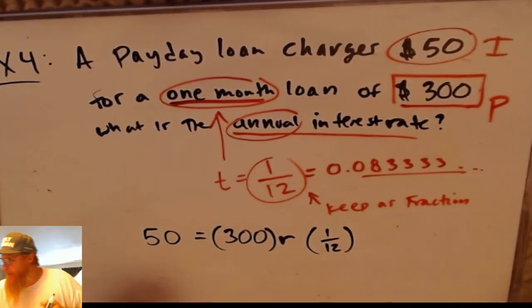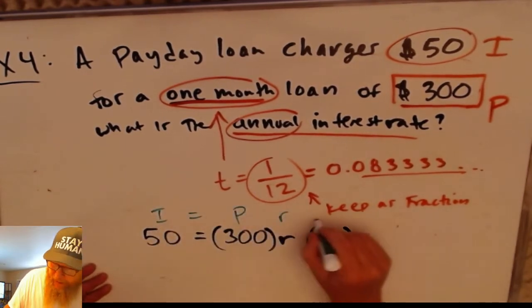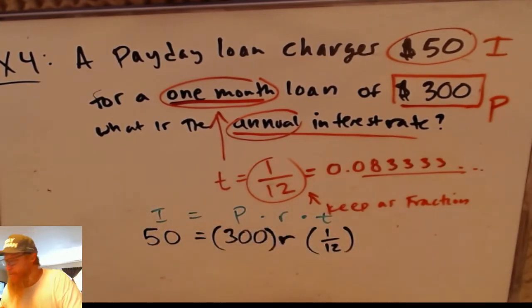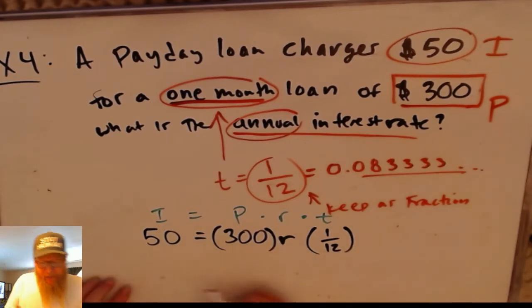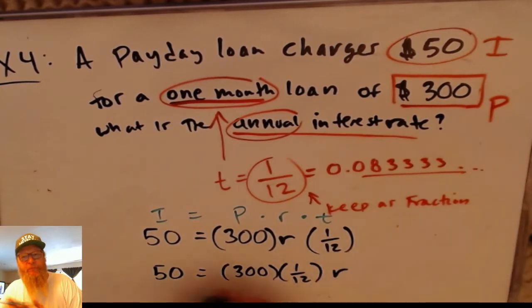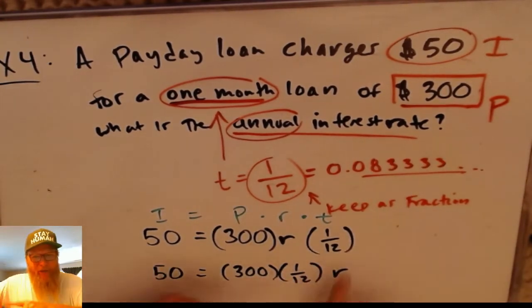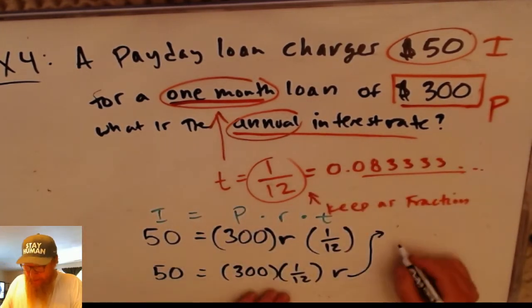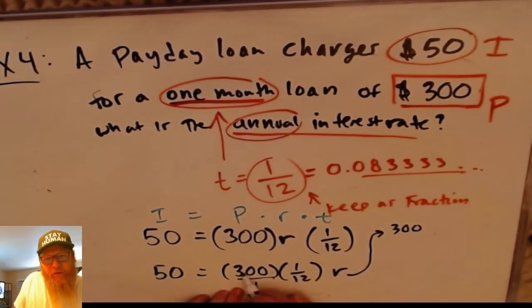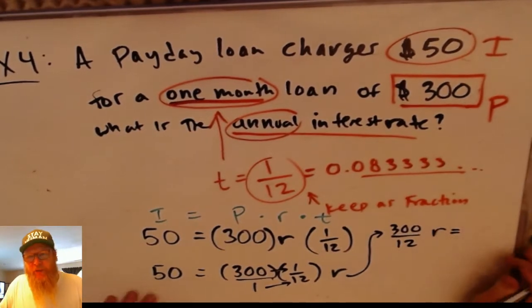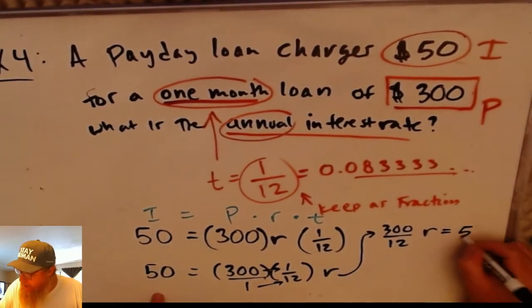So you have, if you like to put your formula here so you can keep track of everybody, I equals PRT. Similarly, I can combine these or rearrange them. So I have 300 times 1/12 and then times R. Last time I solved this type of problem, I just kept it backwards. This is a little trick I like to do: just flip it around. By the way, 300 over 1 and then 1 over 12, you can just multiply straight across. So that's 300 twelfths R equals 50.